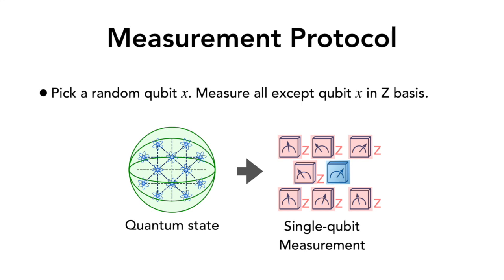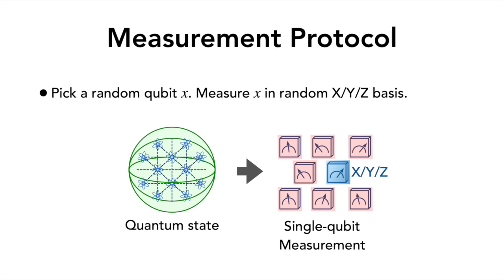And after that, for the qubit that we have chosen randomly, for that single qubit, we're going to measure it in a random basis. So it can be a completely random basis or a random Pauli basis, also known as random X, Y, or Z basis.